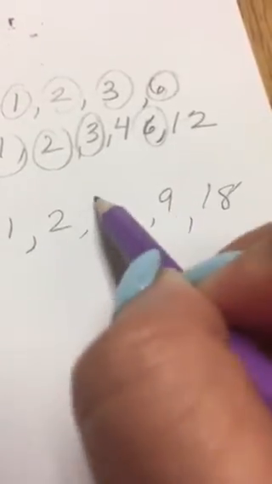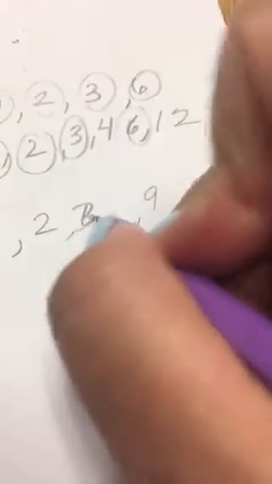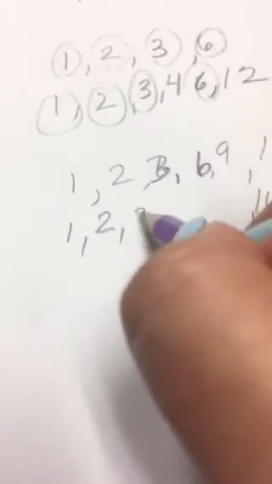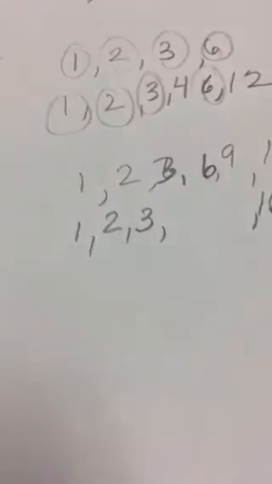The factors that make 18. Let's say 1 and 18 make 18. 2 and 9 make 18. 3 and 6 make 18. So now I'm going to try 32. 1 and 32 make 32. 2 and 16 make 32. 3, nothing times 3. 4 times 8. So those are all my factors that make 32.